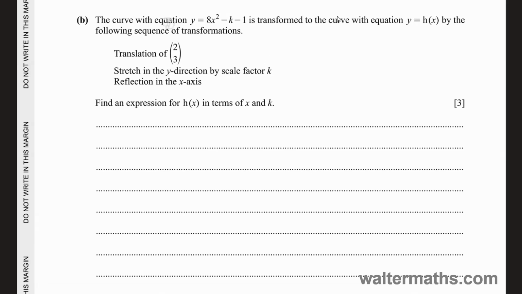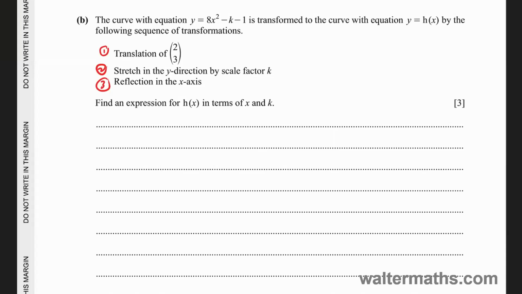A translation of (2, 3), that's the first transformation, number 1. Number 2 is a stretch in the y direction by scale factor k. And number 3 is a reflection in the x-axis. So they say we should find an expression for h(x) in terms of x and k.